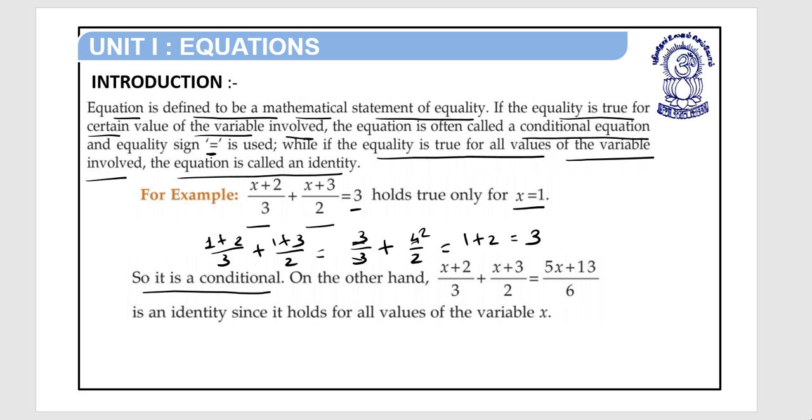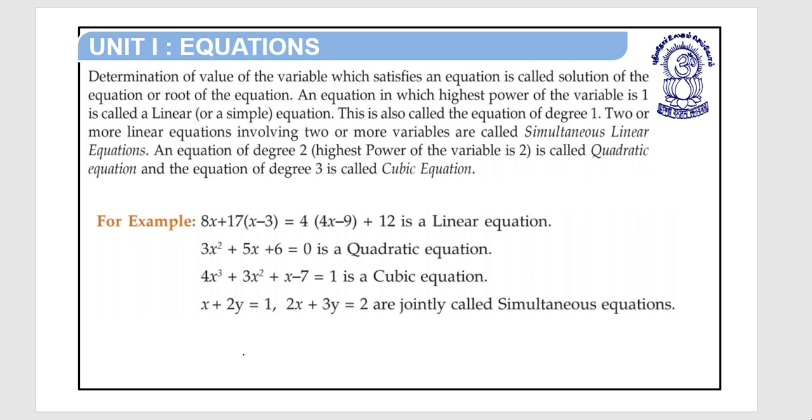On the other hand, (x+2)/3 + (x+3)/2 = (5x+13)/6 is an identity, since it holds for all values of the variable x. Determination of the value of the variable which satisfies an equation is called the solution of the equation or root of the equation. An equation in which the highest power of the variable is 1 is called a linear equation or simple equation. This is also called the equation of degree 1.